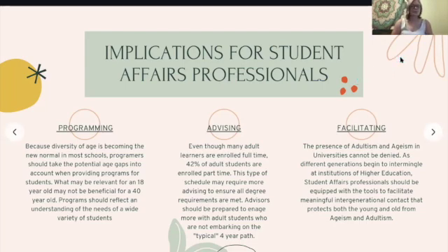So the presence of adultism and ageism in universities cannot be denied. It's going to happen wherever there are diverse age ranges, where people can get looked down on because they're young, and people can get looked down on because they're older and maybe out of touch, as some would like to believe. And so it's important to engage and facilitate meaningful intergenerational contact that protects both the young and old from ageism and adultism.